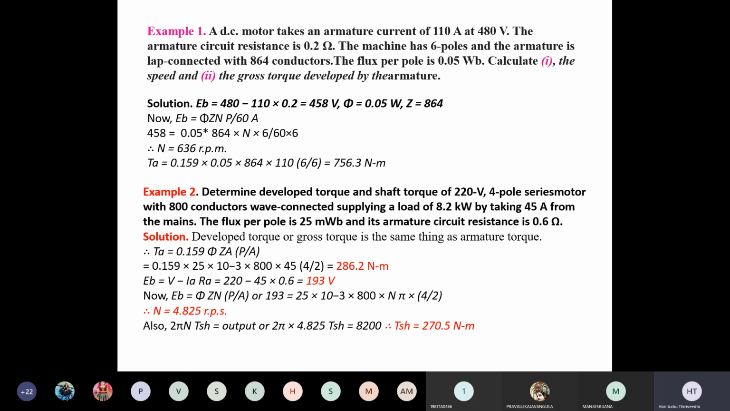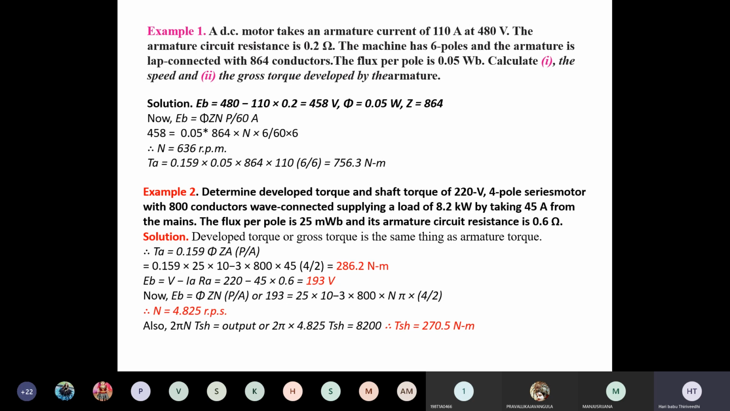We know the formula, we know the back EMF. Now substitute. So N is equal to Eb, 458. Eb is equal to phi 0.05 into Z 864 into N into P means 6 by 60 into A means 6. Therefore, by rearranging and calculating all these things, speed is equal to 636 rpm, right? So the first one is calculated. We are calculating the speed as 636 revolutions per minute, right?